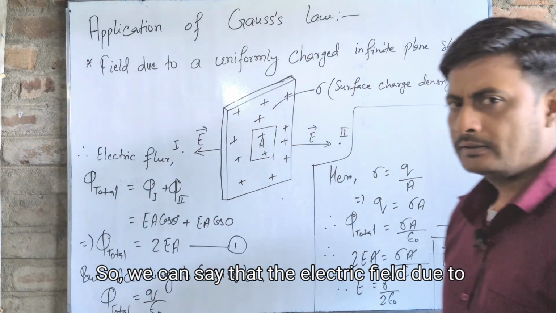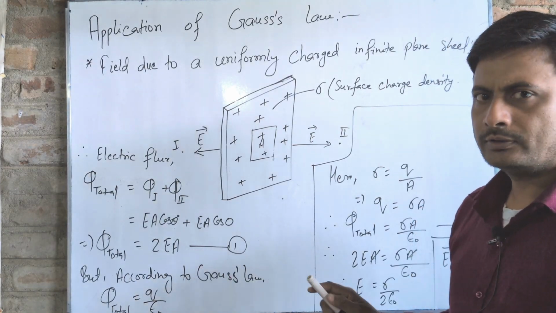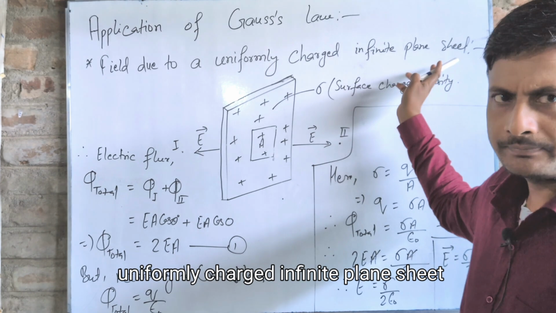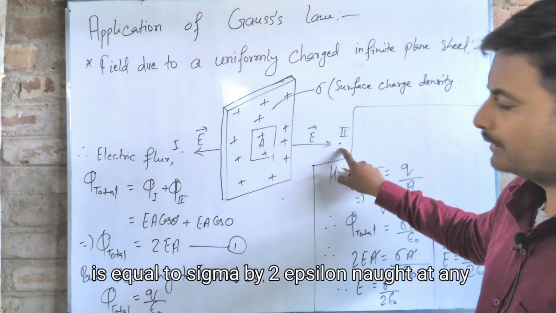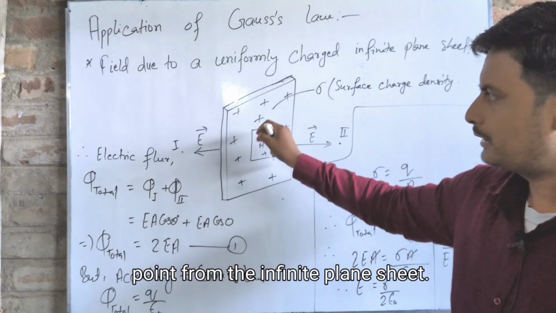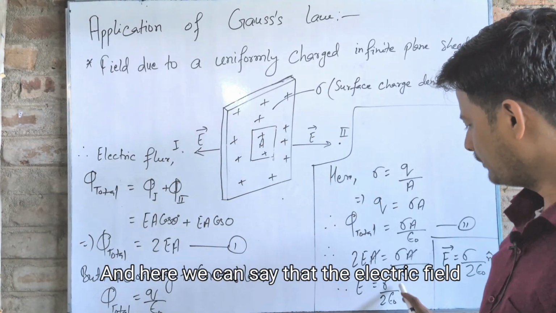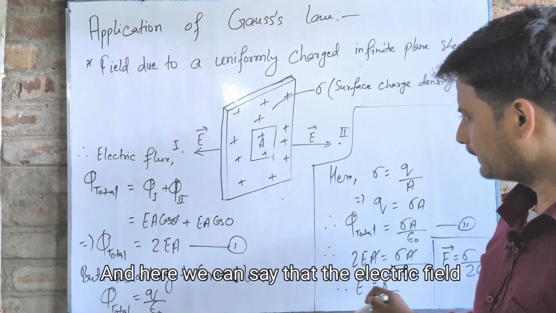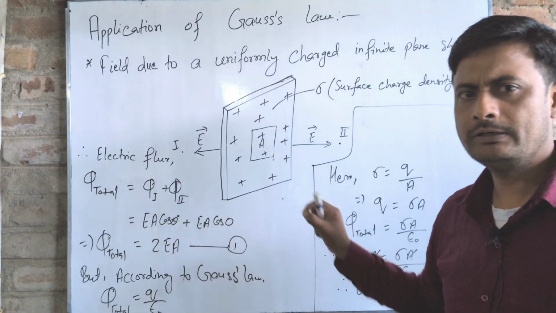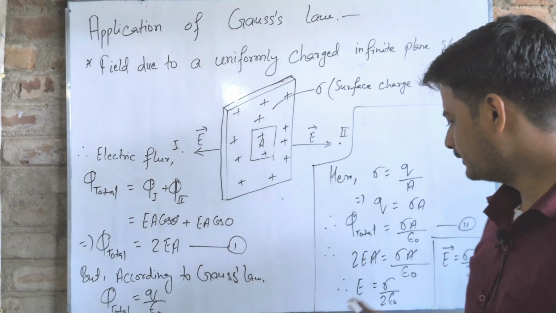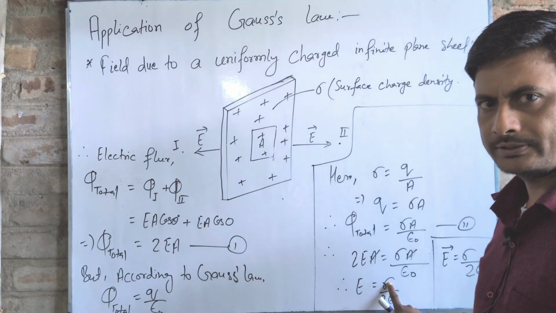So we can say that the electric field due to uniformly charged infinite plane sheet is equal to sigma by 2 epsilon naught at any point from the infinite plane sheet. And here we can say that the electric field due to uniformly charged plane sheet does not depend upon the distance. It only depends upon the surface charge density.